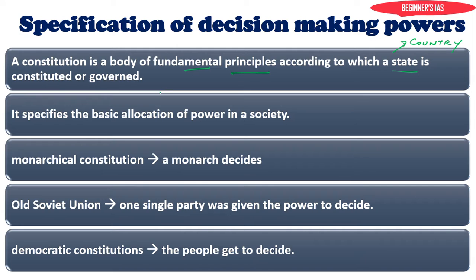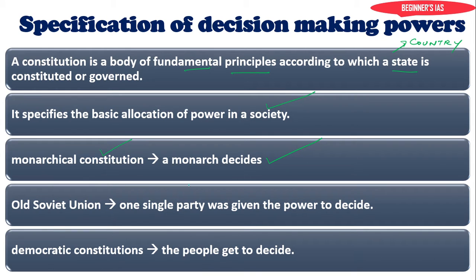So note that the constitution also specifies the basic allocation of powers present in the society, and that the powers may be monarchical. What do you mean by monarchical? That is very important. The government is ruled by a king or queen, so that is the monarchical constitution. They are the supreme power and have the authority to decide.